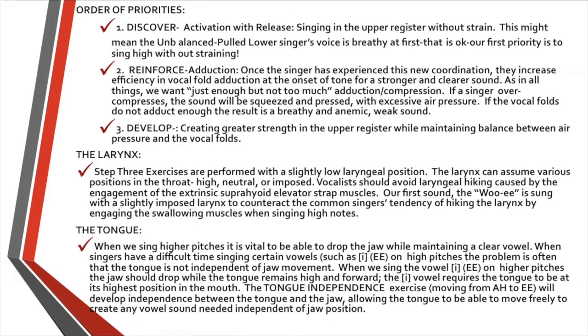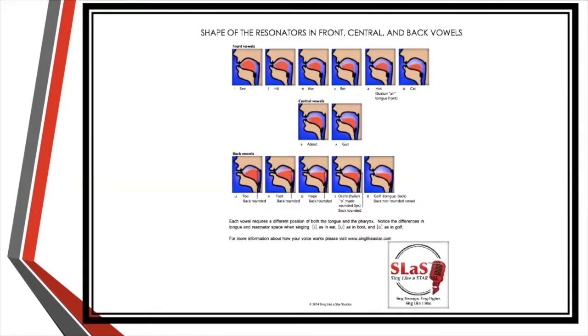The tongue independence exercise, moving from A to E, will develop independence between the tongue and the jaw, allowing the tongue to be able to move freely to create any vowel sound needed, independent of jaw position. Here's the shape of the resonators in front, central, and back vowels, and you can see that for the E vowel, the tongue is really high and forward. And then the ah vowel, the ah in golf, for example, is back and flat.